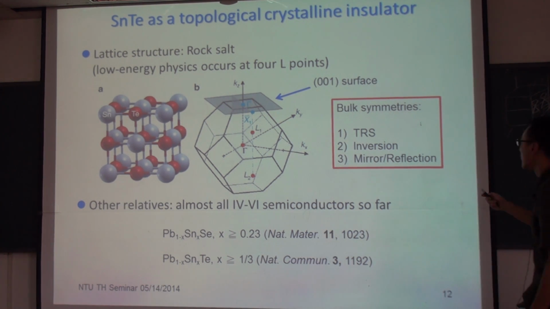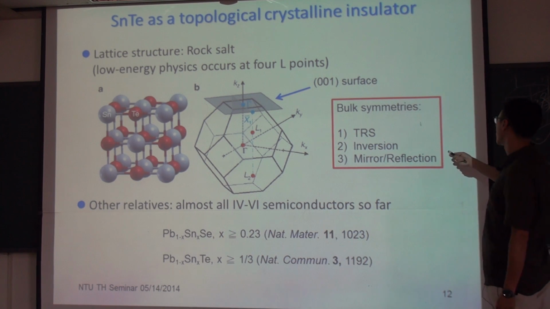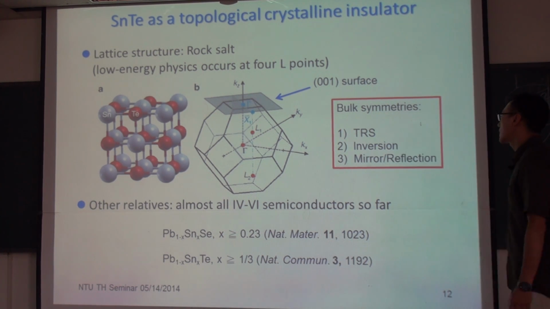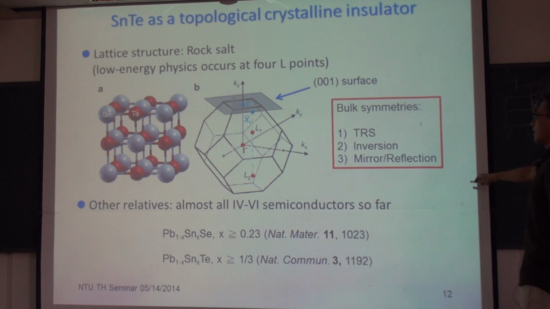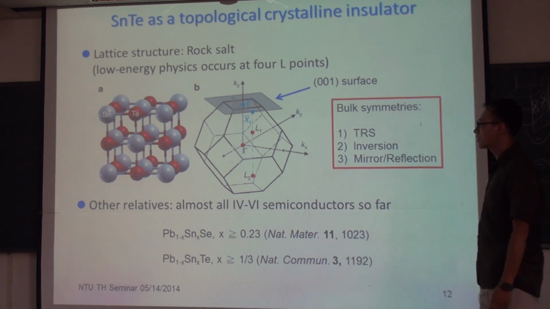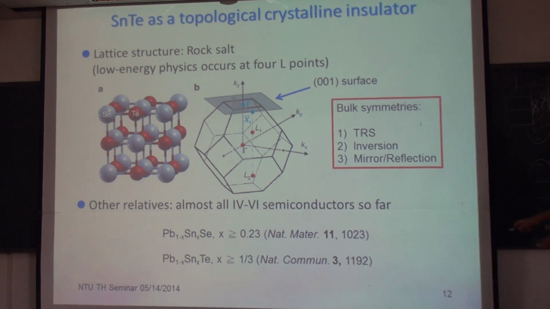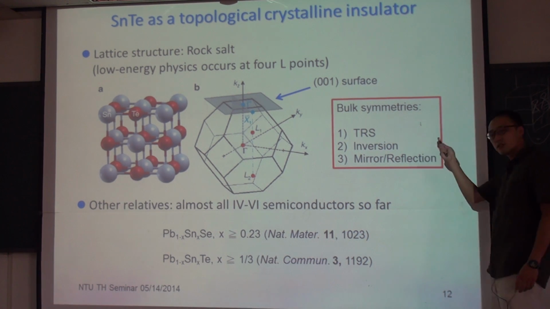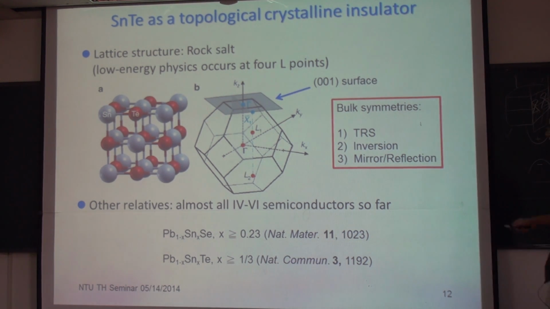So I should emphasize again, the bulk symmetries: first time reversal symmetry, second inversion symmetry, and finally the most important one, the mirror symmetry, because the Dirac cone surface state is actually protected by this mirror symmetry.